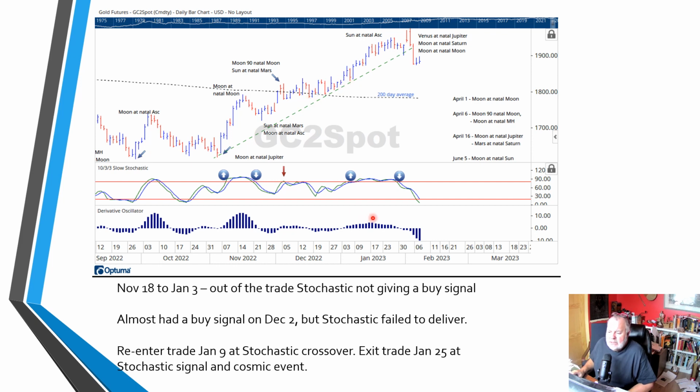Now, when do you get back in the trade? Well, in January, you've got your stochastic getting above the upper boundary line, and you've got your histogram bars now turning positive. So yes, you would have got back in the trade in January, but it would have been a short one. You're out the last week of January, Sun passing natal ascendant, stochastic going below the upper boundary line, oscillator bars falling below the zero line.